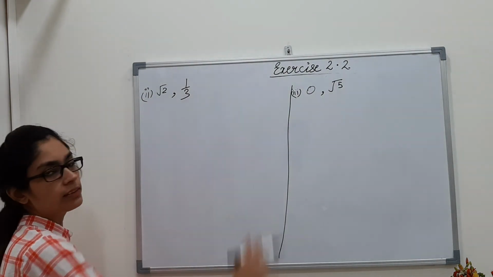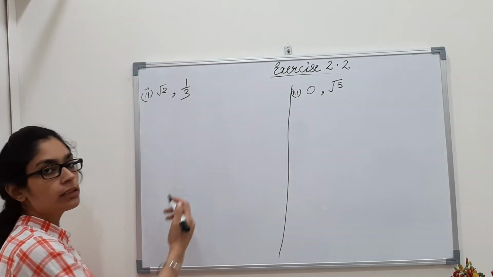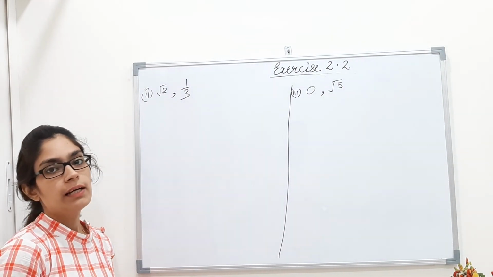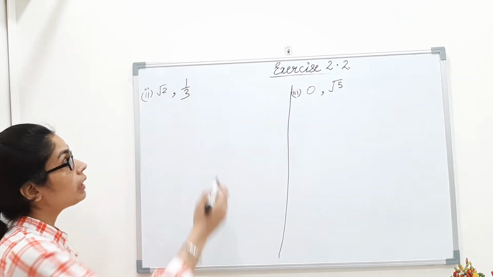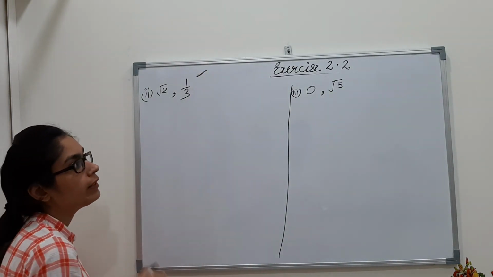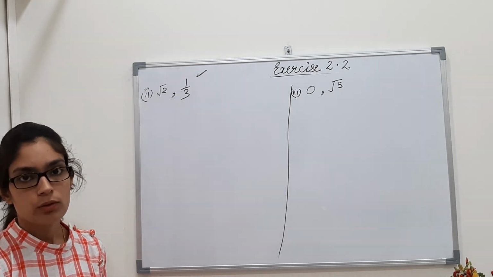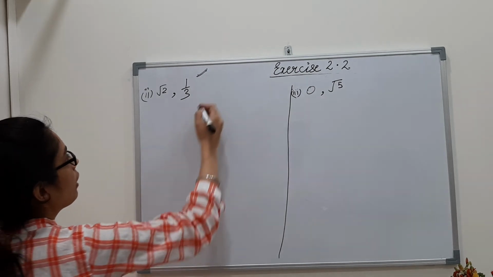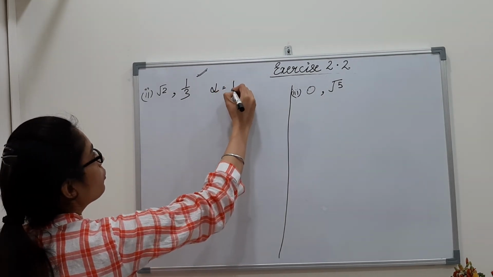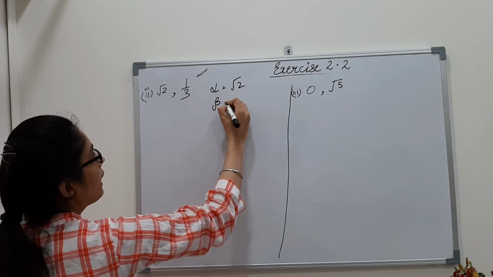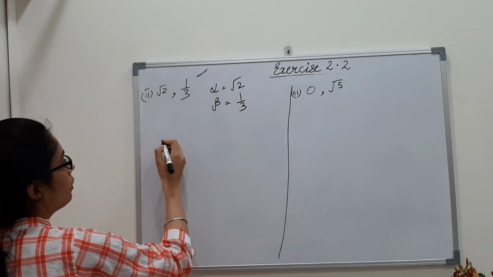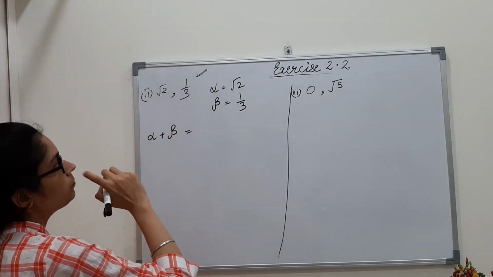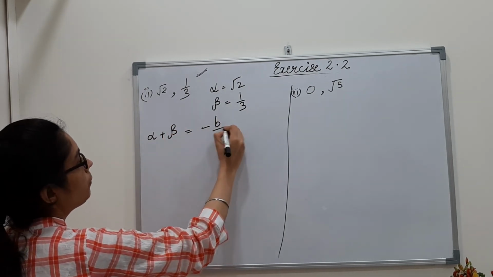Question second of exercise 2.2. Now it's completely opposite to the first one. Earlier you had to find the zeros and verify the relationship. Now the zeros have been given to you and you have to find a polynomial. So it's very easy. We will use the same relationship. Now we will just write alpha is equal to root 2, beta is equal to 1 by 3, and alpha plus beta is equal to minus b upon a.